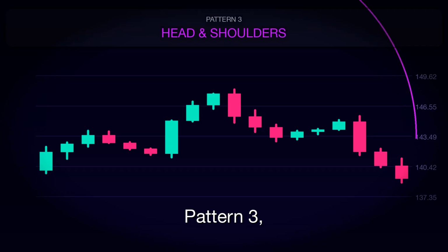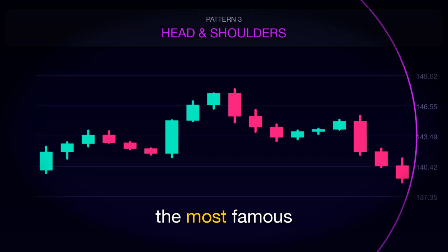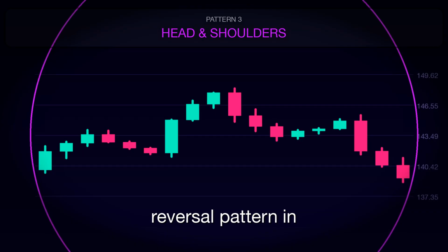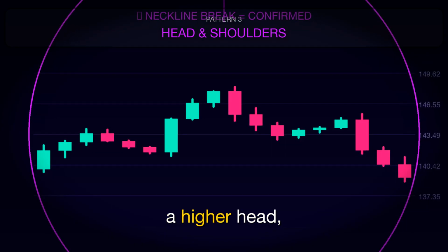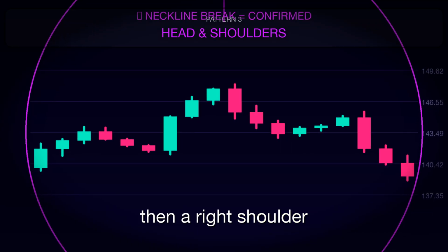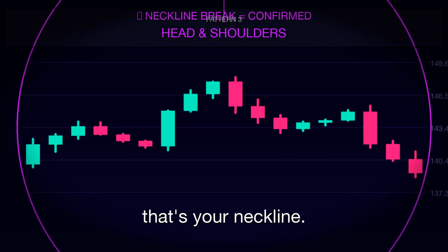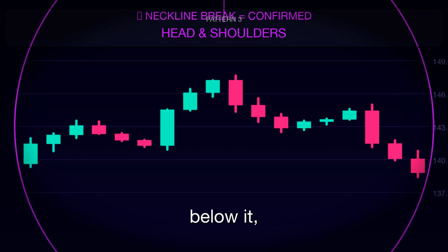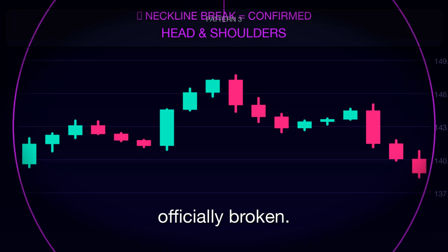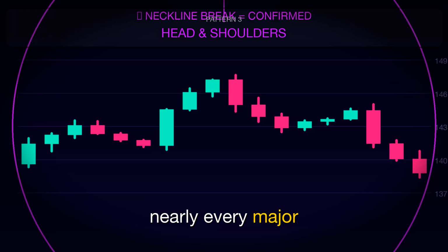Pattern 3, head and shoulders, the most famous reversal pattern in all of trading. Left shoulder, a higher head, then a right shoulder that fails to make a new high. Connect the two lows, that's your neckline. Once price closes below it, the uptrend is officially broken. This shows up at nearly every major market top.